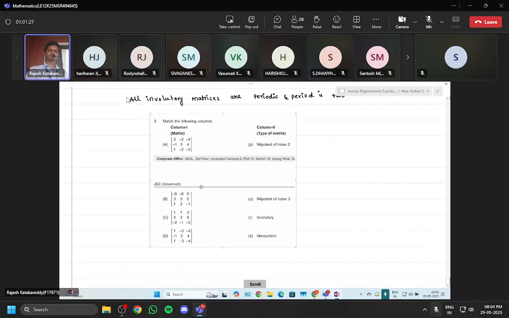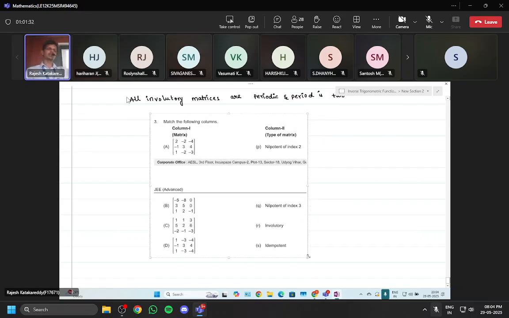In this matrix matching, column number 1, I hope everybody copied this. They have given in one column all order 3 matrices. In the second column, they have mentioned the names: nilpotent of index 2, nilpotent of index 3, involutory, idempotent. So you should know the definition of all these matrices, then you can solve this. How to do that? Take A, find A square. If A square is equal to A, then it is idempotent. If not A, then it cannot be idempotent. Not now, try at home. It takes time, matrix multiplication, no?